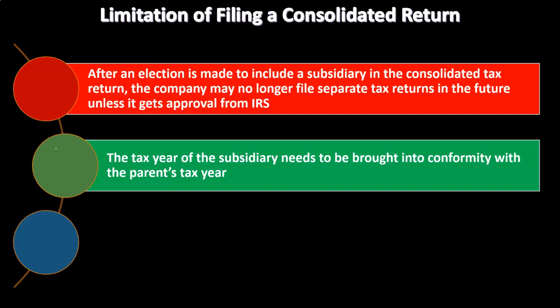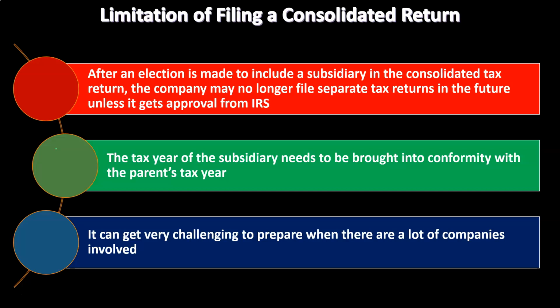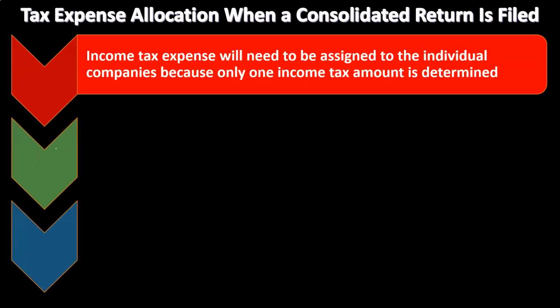The tax year of the subsidiary needs to be brought into conformity with the parent's tax year. So if you had different tax years, then you would obviously need to pull them into alignment in order to file the one tax return. It can get very challenging to prepare when there are a lot of companies involved. And you could just imagine the complexities. Obviously, one company can be very complex if you're talking about a large company. If you're talking about multiple companies, especially layers of companies within a single return, that could be difficult to do.